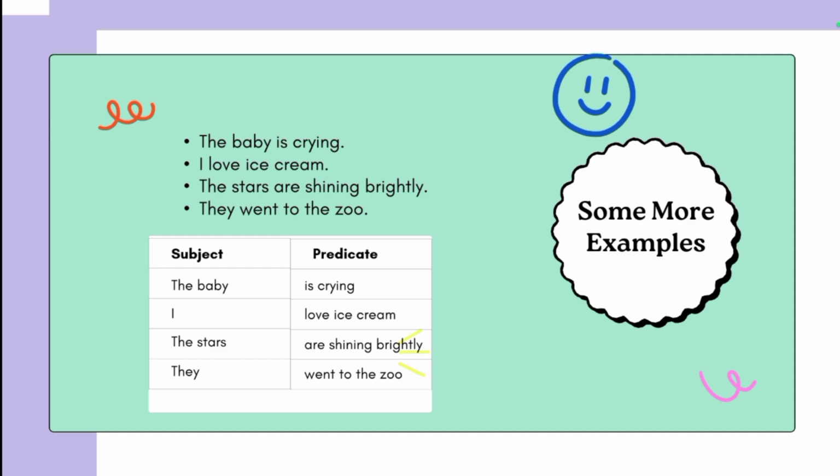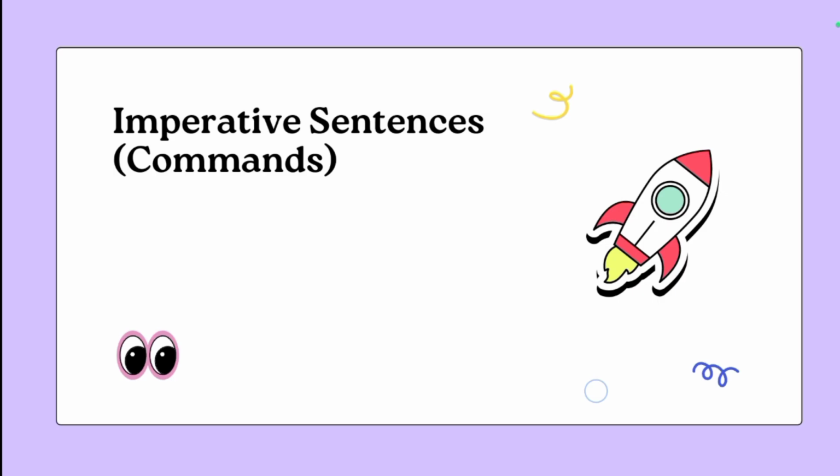They usually perform an action, or something is happening to them, or we come to know something more about the subject. So such words are known as the subject, and what they are doing or what is being said about the subject forms the predicate of the sentence.